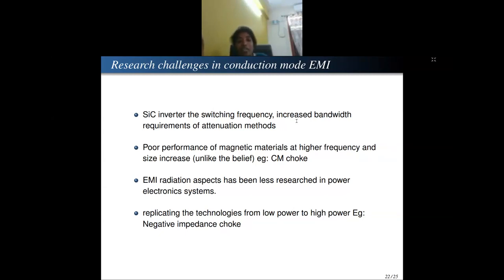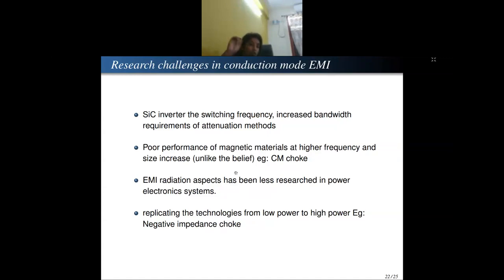How to replicate this gain change, and how do we address the inductance reduction at higher frequency? We are working on it, this extension from low power to higher power, how to do it.